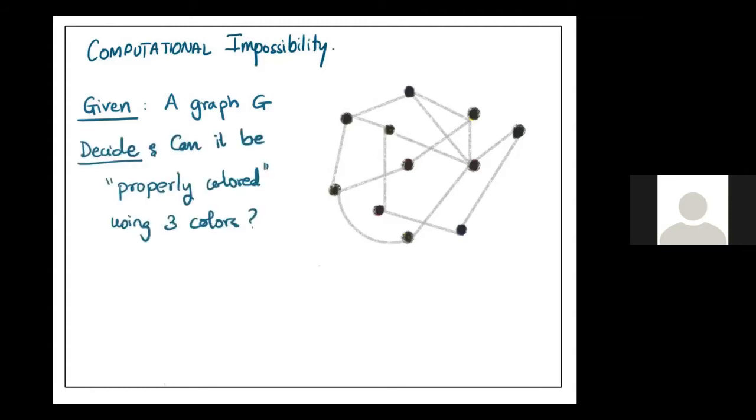and you want to ask, can it be properly colored? What does proper coloring mean? Proper coloring means no two friends have the same color. So if there is an edge between two vertices, they do not have the same color. In this picture, for this specific example graph, you can color it with three colors, like it has been shown in this picture. There are multiple other ways perhaps to color this with three colors, and you can figure it out offline.